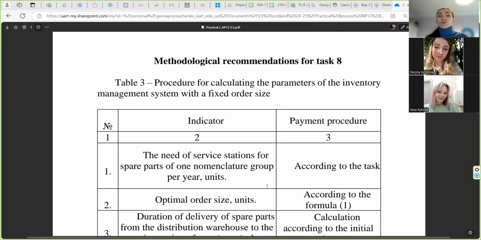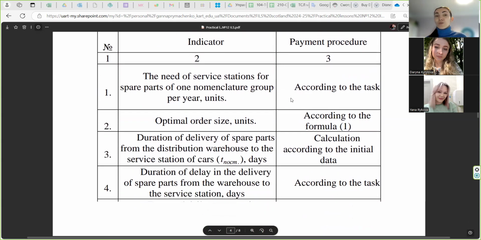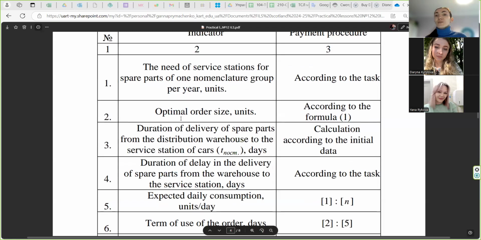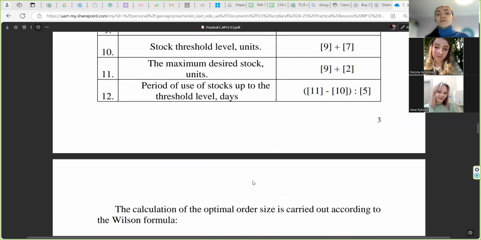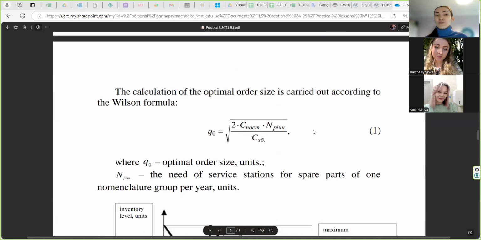Now I recommend you look at the methodical recommendation for our task and start to calculate all these parameters. We have a special procedure for calculating the parameters of the inventory management system with a fixed order size. So we can do everything in our table. It is step by step, a special instruction for our calculation today. We also have some formulas for calculating it.